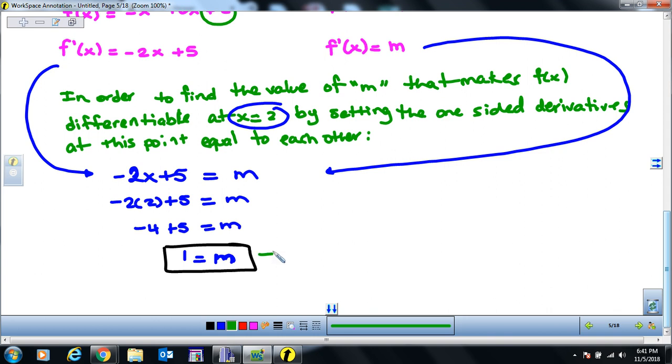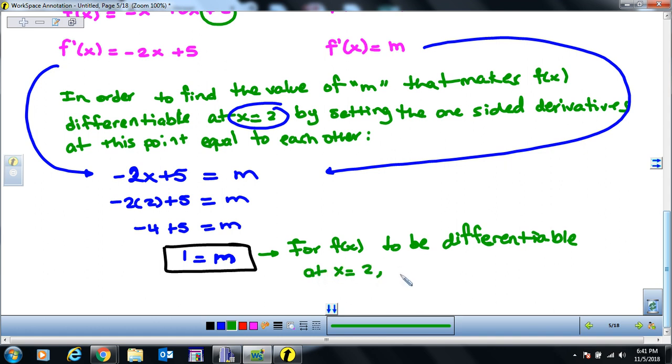So we say here, for f of x to be differentiable at x equals 2, m has to be 1. Okay, so I already know the letter a, I know the letter m.